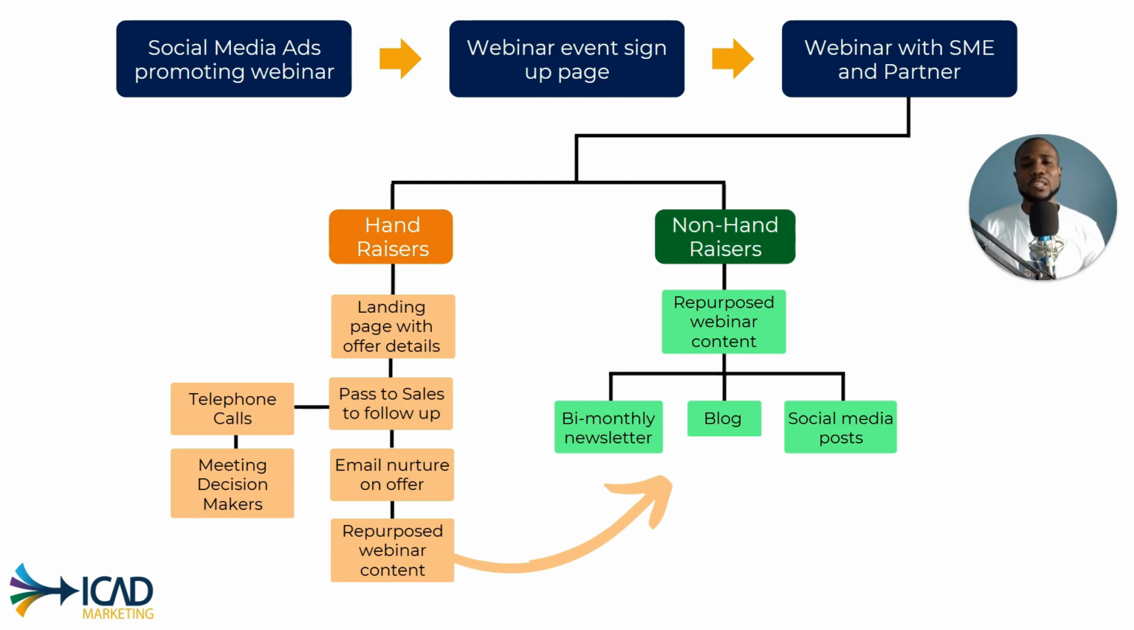And for those people, we send them the link to a landing page, which would have all the details of the product, how the partnership came about, why we decided to do the partnership, specific features of the product, how it benefits this particular persona group, and basically anything and everything that they would need to know about the product. And for those people who actually filled out the form, we passed them to sales to follow up. Sales used telephone calls to follow up with these people.